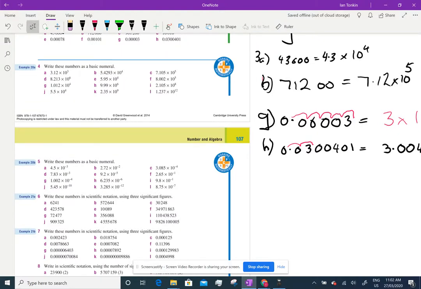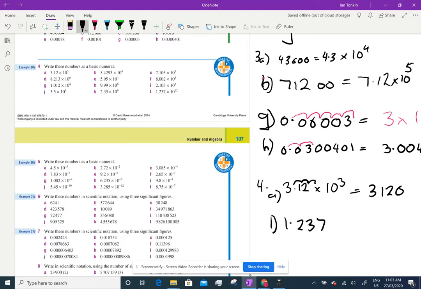Write these numbers as a basic numeral. Question 4. To write them as a basic numeral, so 3.12 times 10 to the power of 3. So we're just putting it back. Move that 1, 2, and 1 more, 3. Now, if there's nothing there, you put a 0. 3, 1, 2, 0. That's 4A. What about for, I don't know, let's do L. You should be able to do these. We did them last year.